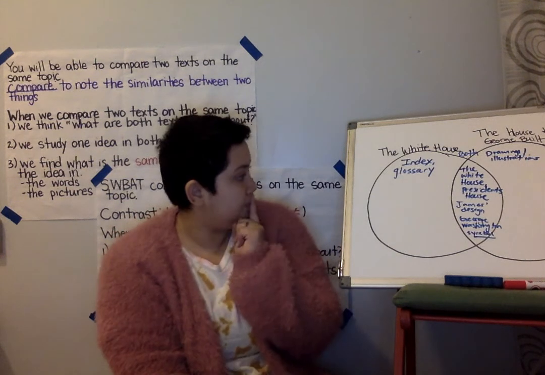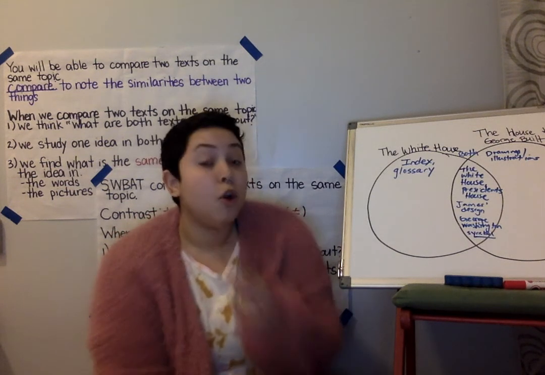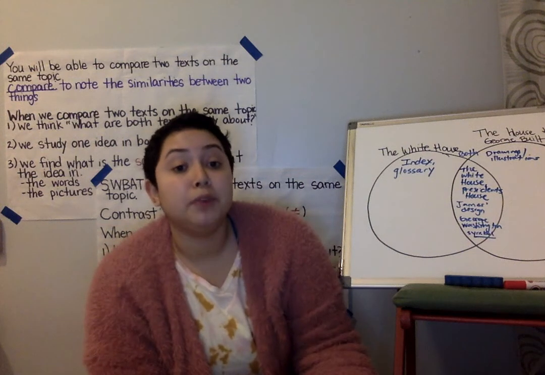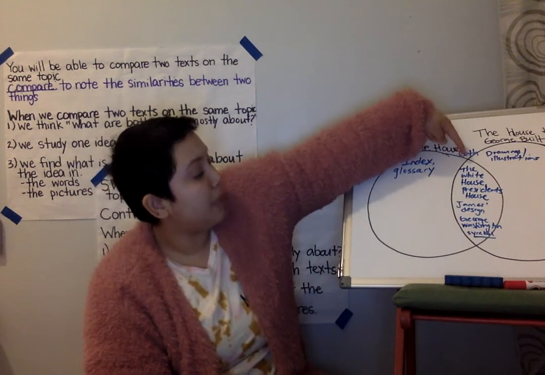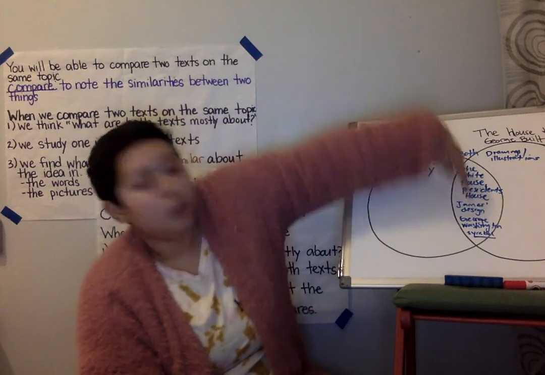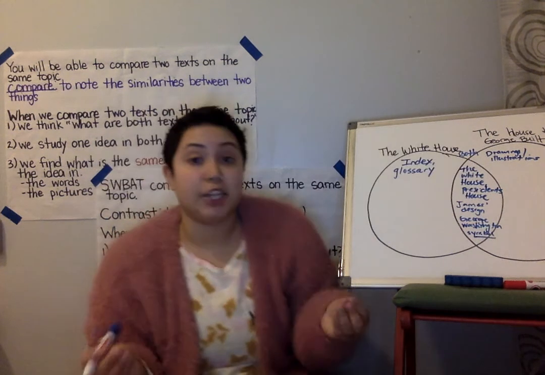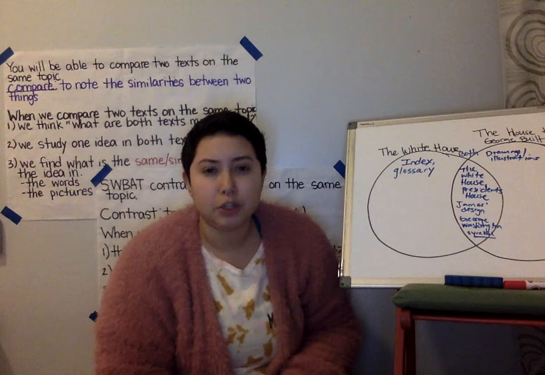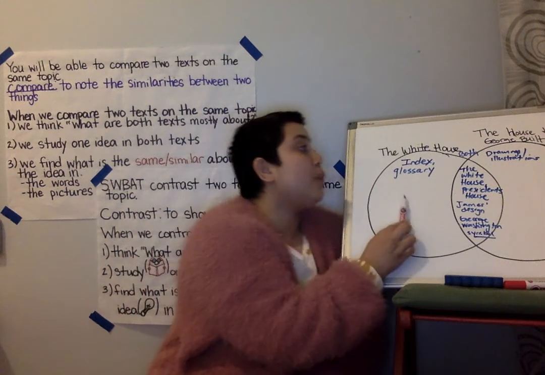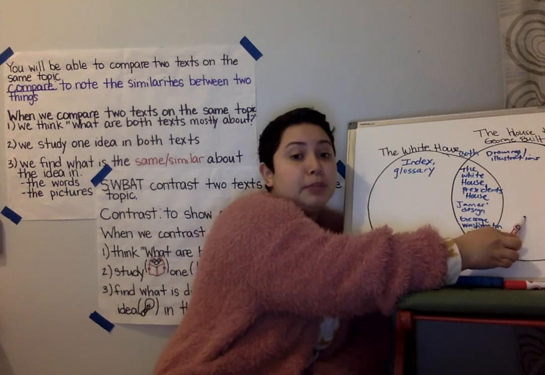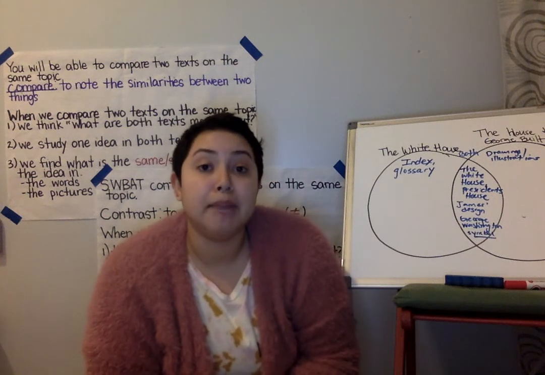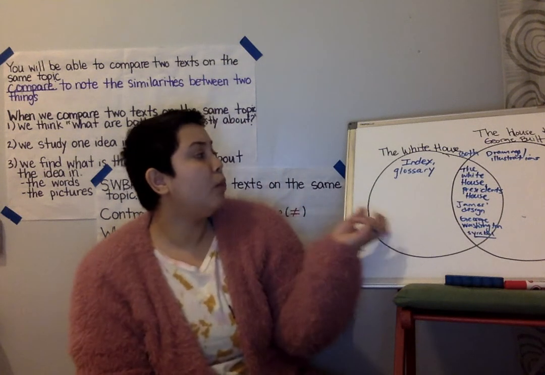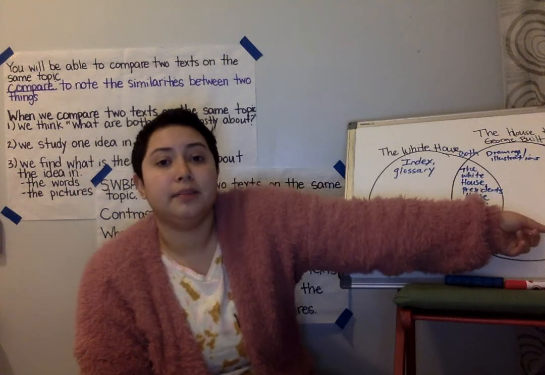Now, we just learned so much in both texts, going through and reading, that so much information was filled in our both section. But I only have a little bit of information that is filled for the White House and the house that George built. Now, the way that we would finish this is we would keep reading both texts and decide what goes here and what goes here.